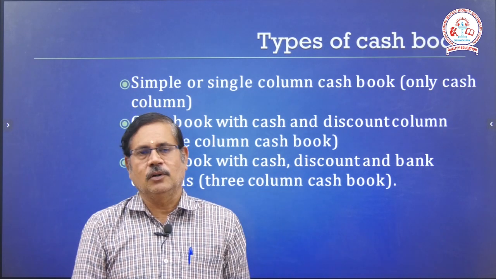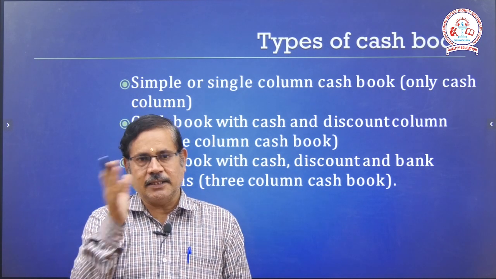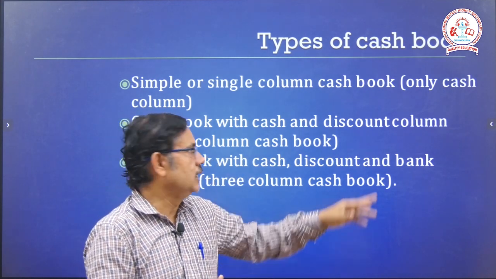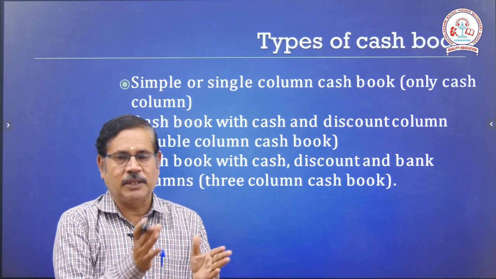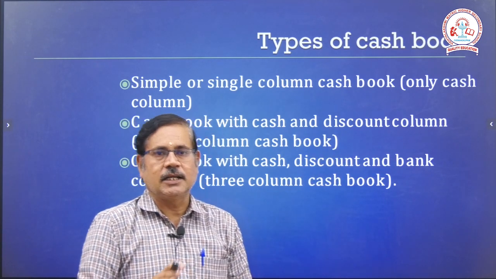In the same book we create one more column on the debit side and on the credit side. This extra column is the discount column. On the debit side it is the discount allowed column, and on the credit side it is the discount received column.